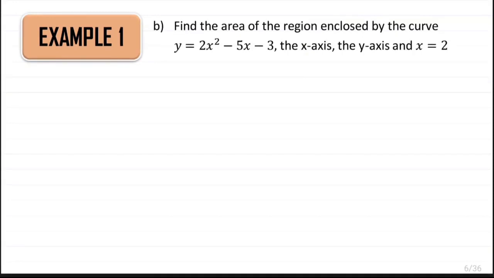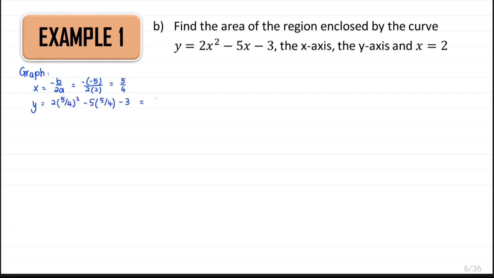Example number 1b, find the area of the region enclosed by the curve y equals 2x squared minus 5x minus 3, the x-axis, the y-axis, and x equals 2. So first step, we sketch the graph. Function is quadratic, and this one is positive x squared, so smile. First, we find the minimum point. Use formula negative b over 2a. b is negative 5, and a is 2. So we get answer 5 over 4. Then we substitute x into y.